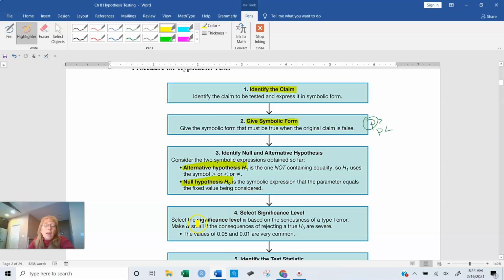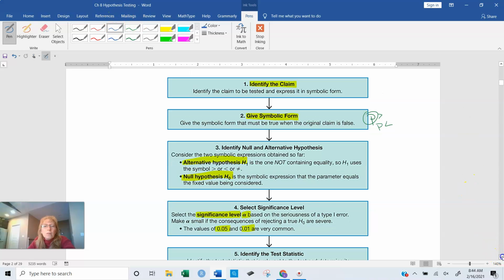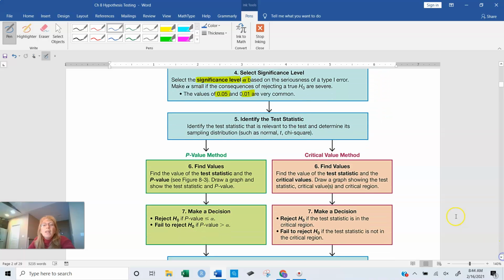Step 3. You have to identify your significance level. So what does alpha equal? Is it 0.05? Is it 0.01? Is it 0.1? Whatever it is, what is your significance level? Make sure you identify it, so that gives us very different results. Identify the test statistic. This will come from StatDisk, it will give it to us, but we have to look at it.